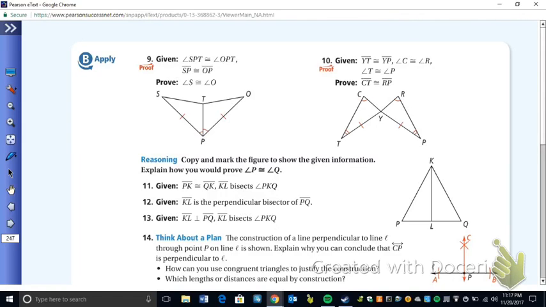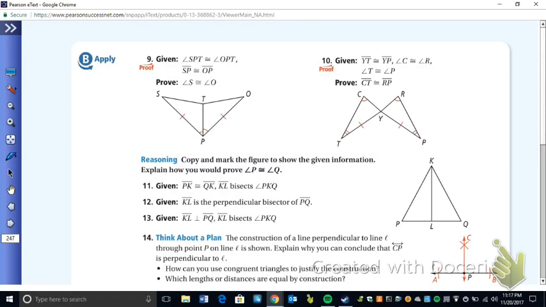Now what we need to do for each of these is prove that these two angles are the same, P and Q. So how we're going to do that on each one of these, 11, 12, and 13, is prove that this triangle is congruent to that triangle. So we're always going to have to prove that KPL is congruent to KQL. Once we do that, we can prove that angle P and angle Q are congruent, because again, corresponding parts of congruent triangles are congruent.